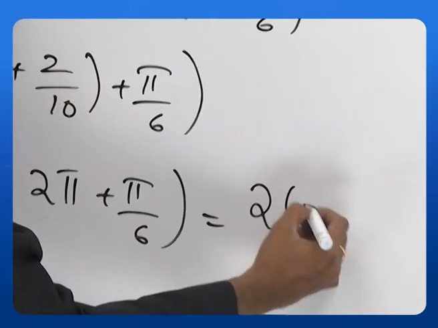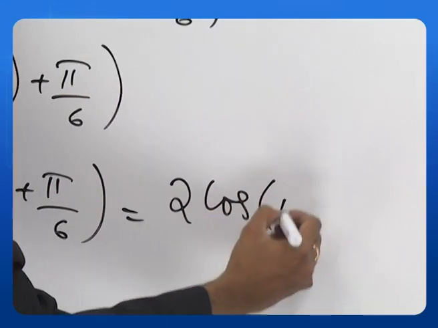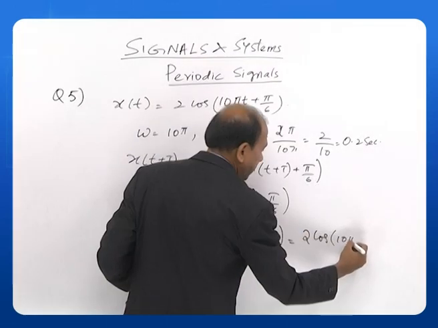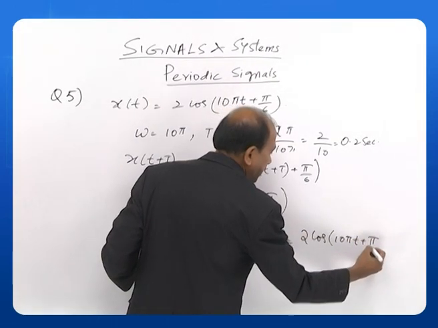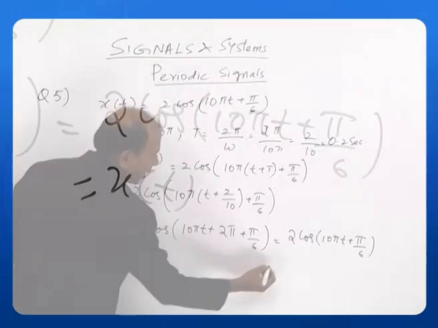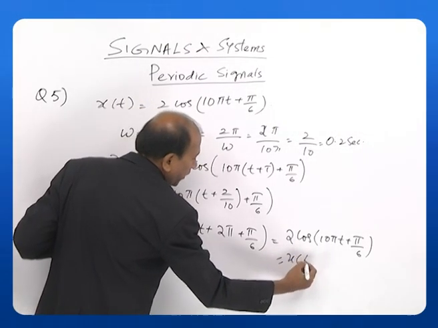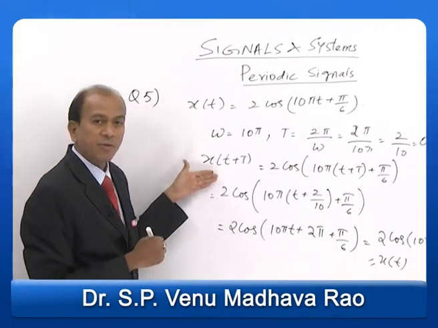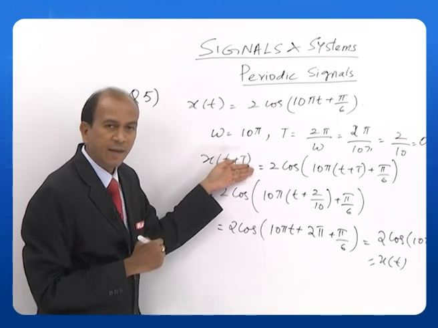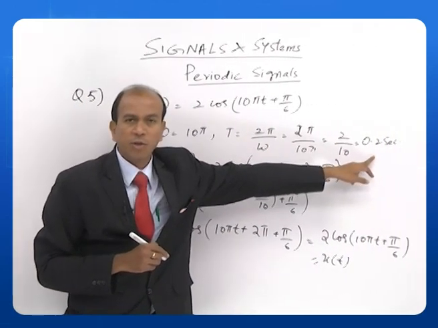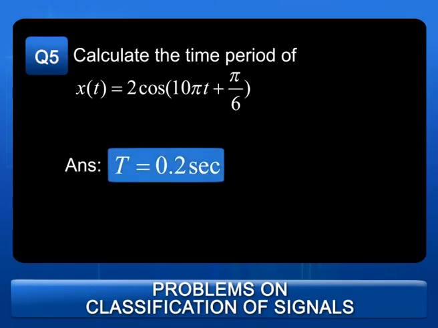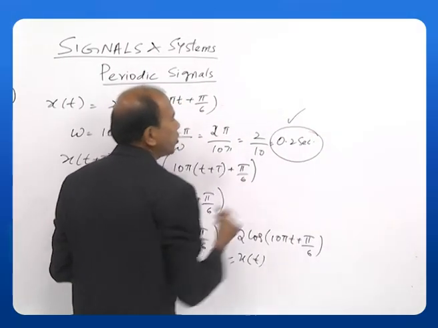So this is cos of 360. So this will be equal to 2 cos (10 pi t plus pi by 6). So this is nothing but equal to x of t. So the condition for periodicity has been established. We have taken x of t with a certain period T here, which we have calculated as 2 by 10 or 0.2 seconds. Then we have proved that this is in fact equal to x of t. So the given signal is periodic with a time period equal to 0.2 seconds.